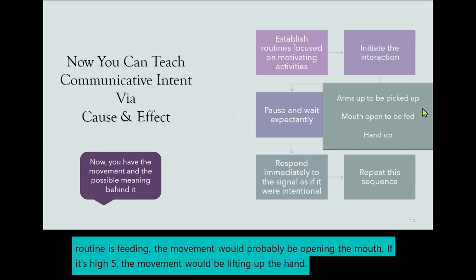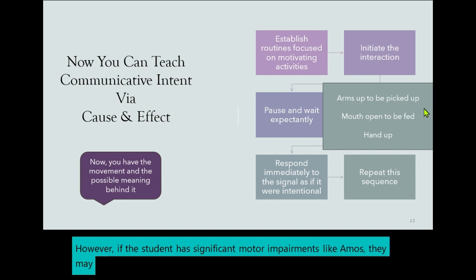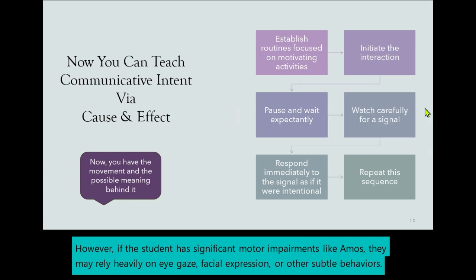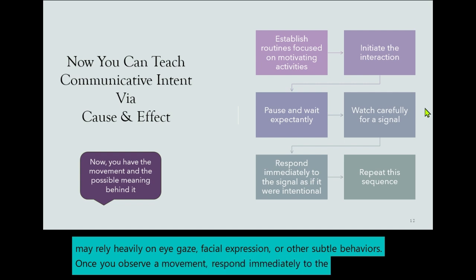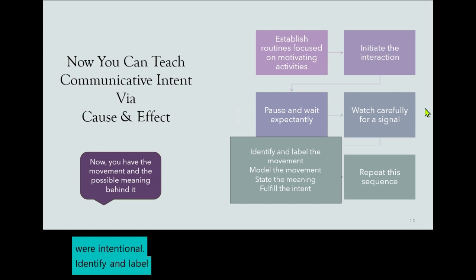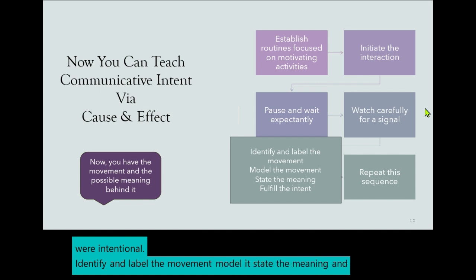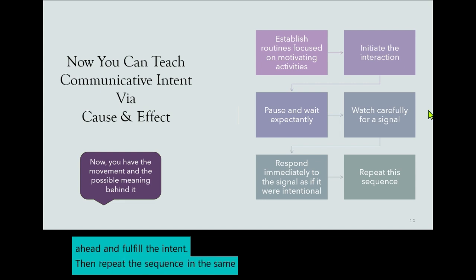However, if the student has significant motor impairments like Amos, they may rely heavily on eye gaze, facial expression, or other subtle behaviors. Once you observe a movement, respond immediately to the signal as if it were intentional. Identify and label the movement. Model it. State the meaning, and then go ahead and fulfill the intent. Then repeat this sequence in the same way. Do it over and over and over again so the student learns it.